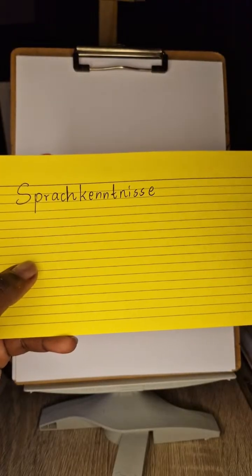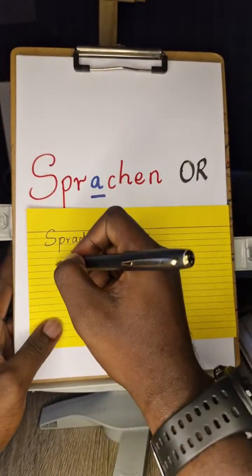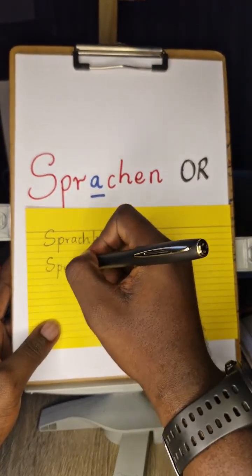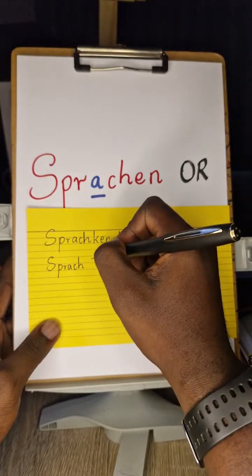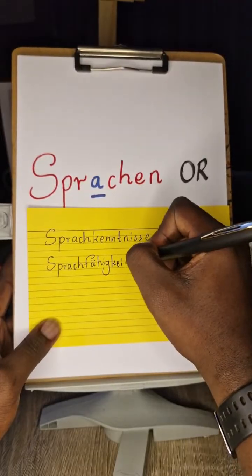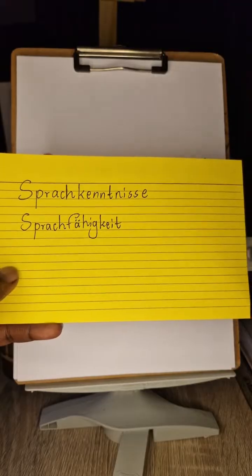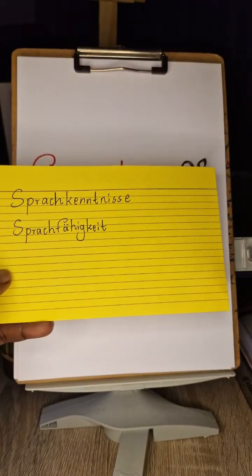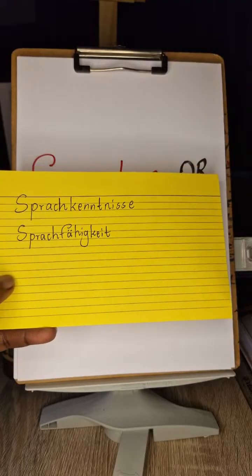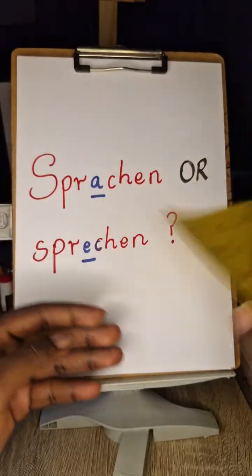Sprachkenntnisse. This now means language knowledge. All right. Now let's get the last vocabulary. That is the Sprachfähigkeit. So there's the Sprachkenntnisse, that is the language knowledge, and the Sprachfähigkeit. This is now the linguistic capability. All right. But I believe you've now seen the difference, right?